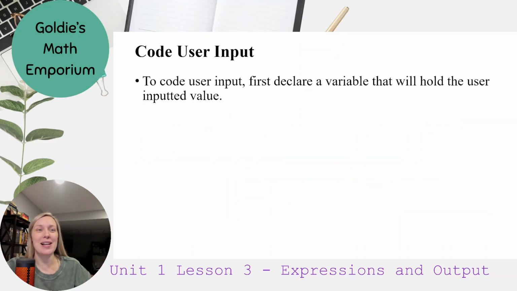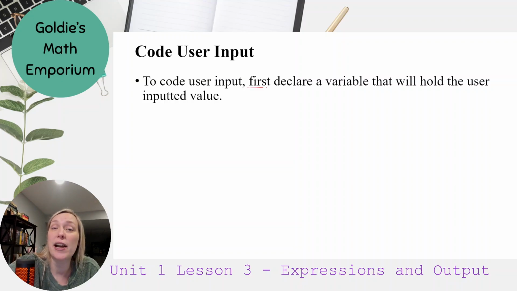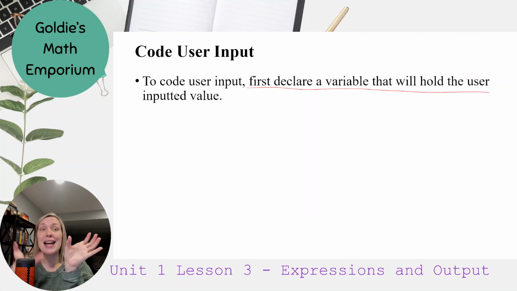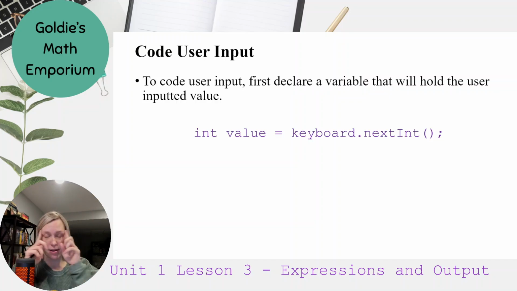Okay, step 2. Step 3, the final step, is actually to code the user input, okay? How do I actually get the user to input, okay? First, we declare a variable that will hold the user inputted value. So if I put in a number, right, I need a variable, a container to hold that number, to hold that data. So I'm going to declare the variable, and then I'm going to get the user input. So what that looks like, again, this is the memorization part.